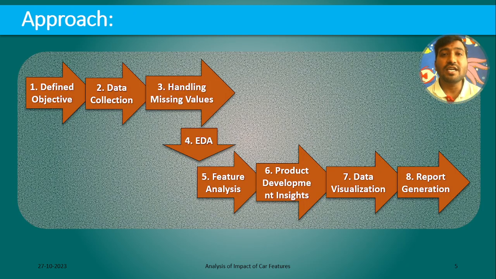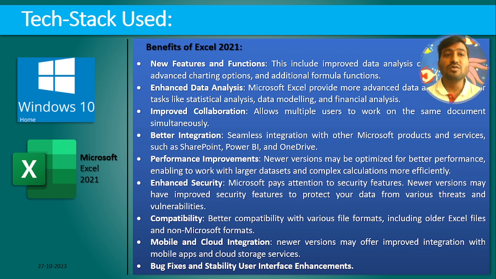The approach I have taken in this project is: first defined the objective, then collected the data, then after collecting the data I handled the missing values, then performed EDA, then feature analysis, then product development insights, then data visualization, which I have performed in the Excel sheet itself, and report generation. The tech stack used is Microsoft Excel 2021 on a Windows 10 machine.